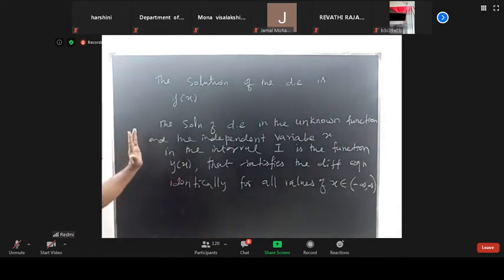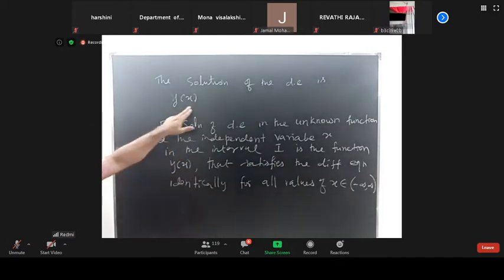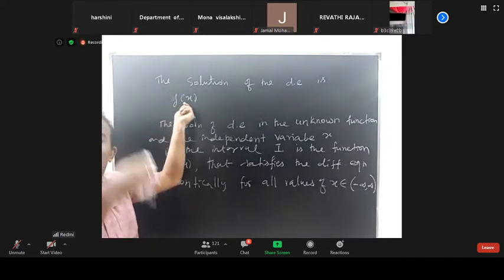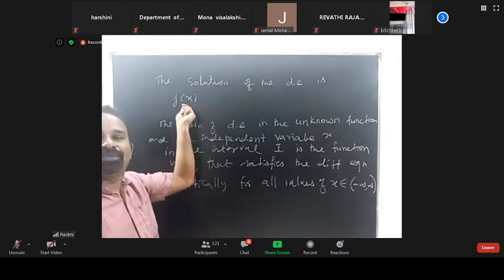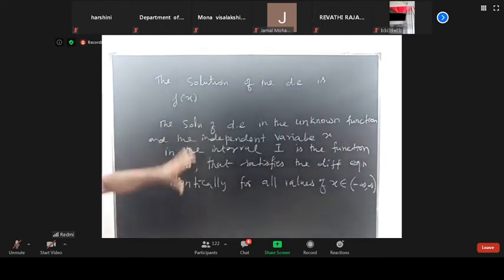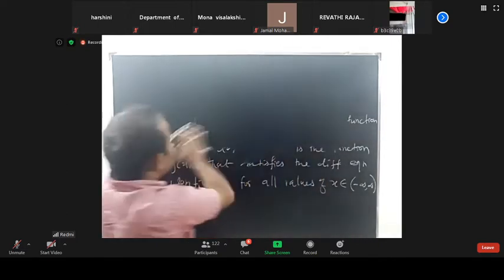So this is most important for the differential equation, the solution. The solution of differential equation is nothing but y of x. So that y of x satisfies this equation, not only at a particular point, it should satisfy all the points of x in the given interval. Understood? So the solution is also important. There are many kinds of solutions that we'll see one by one.